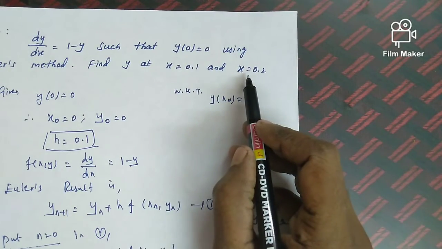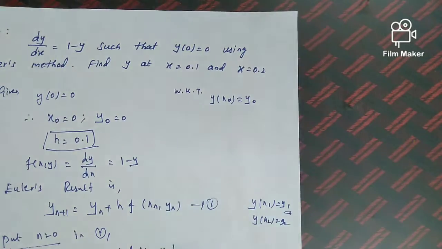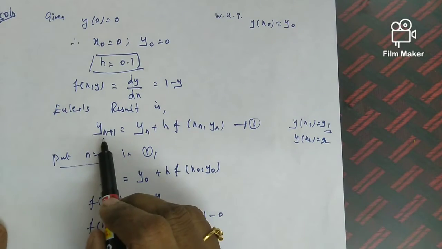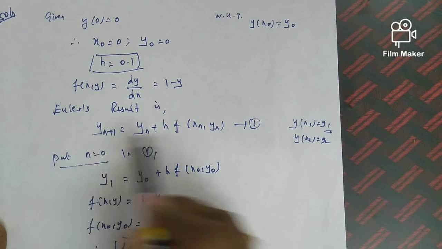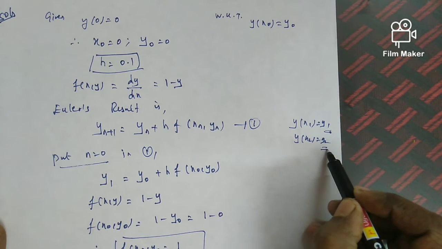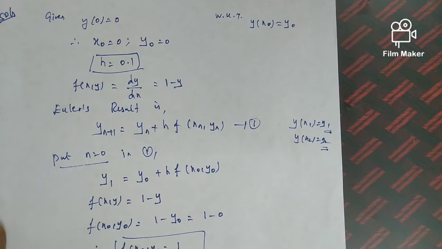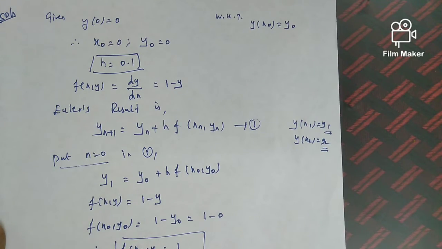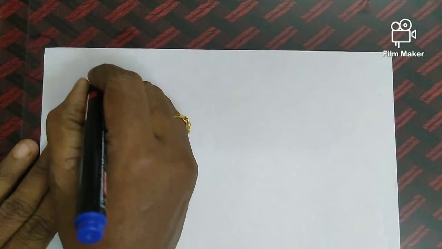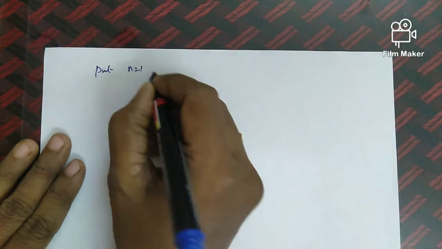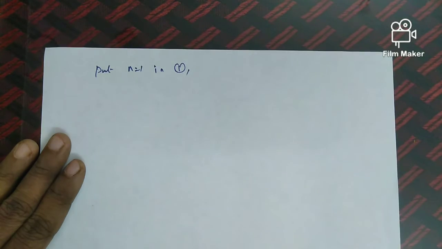What is our next value? x is equal to 0.2. For that, what are we going to do? We are going to substitute n is equal to 1, so that we can find the value of y2. Is it clear? So what is our next step? Next step, put n is equal to 1 in equation 1. So what will happen?